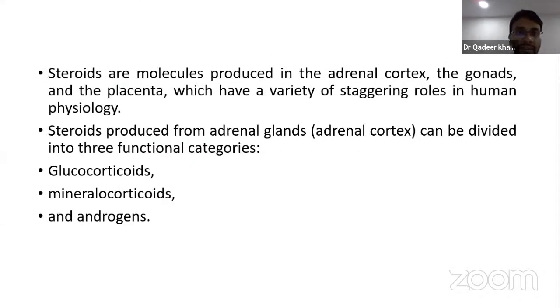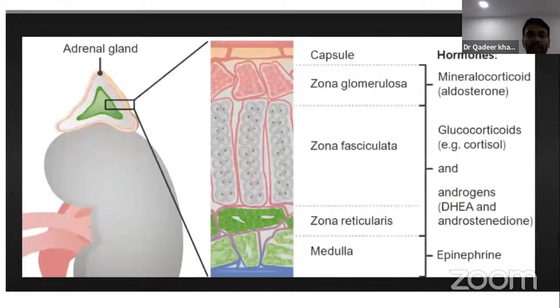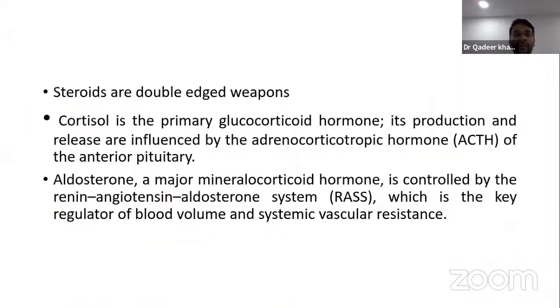So, am I audible, sir? Yes, continue. Steroids are the molecules which are produced in the adrenal cortex, the gonads, and the placenta. They have various roles in human physiology to maintain normal homeostasis. The steroid functions can be divided into glucocorticoids, mineralocorticoids, and the androgens. Mineralocorticoids mainly help in salt and water retention. Glucocorticoids are useful in maintaining homeostasis, like normal hemodynamics. And the medulla secretes epinephrine, which is the most important vasopressor produced in the human body.